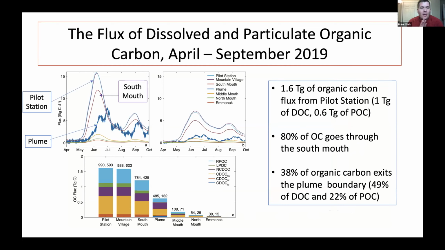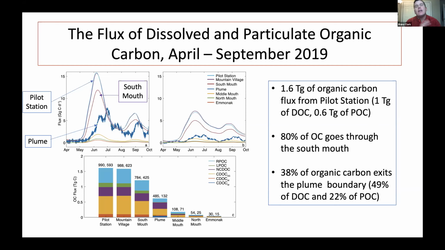So on the upper left, we see the flux of DOC, and on the upper right, we see the flux of POC. And then on the bottom panel are bar plots showing the distribution among these different classes of POC and DOC. So the total flux of organic carbon is 1.6 teragrams, of which 1 teragram is DOC and 0.6 teragrams is POC. And 80% of the organic carbon goes through the south mouth.